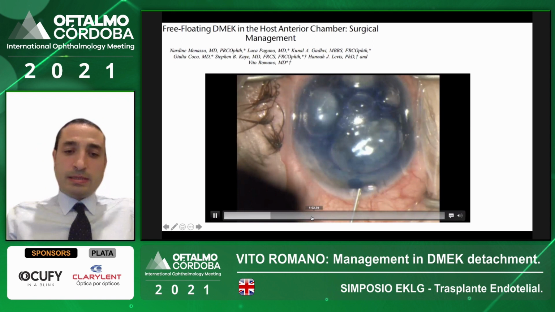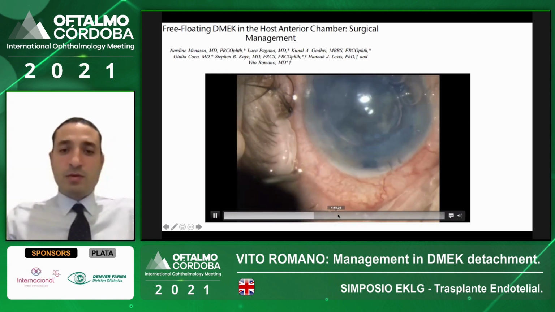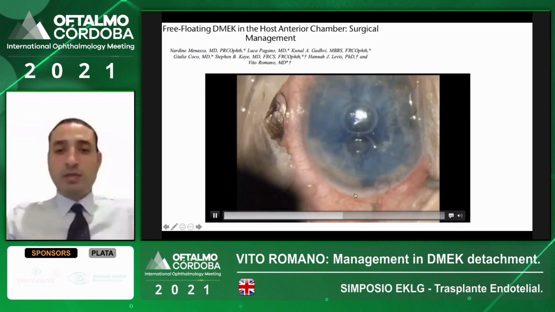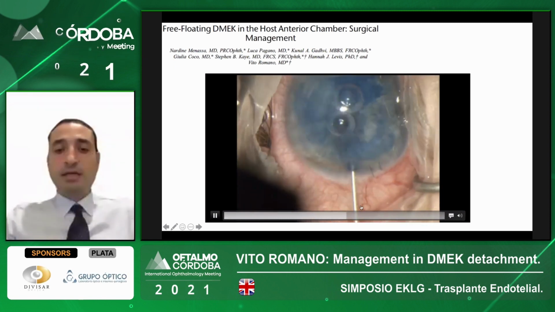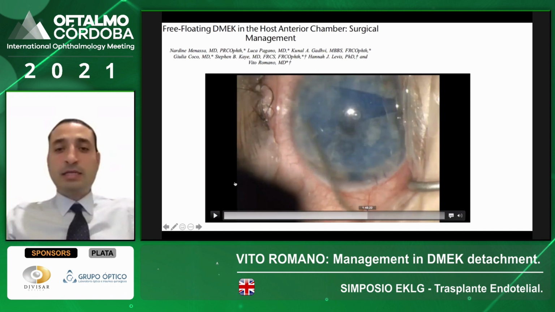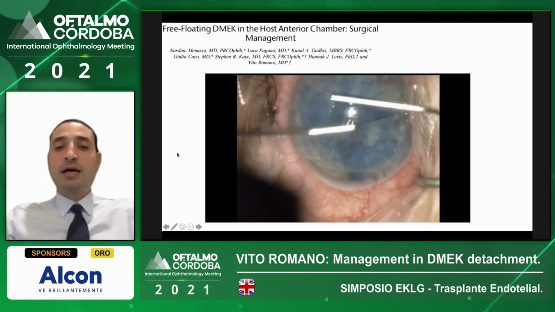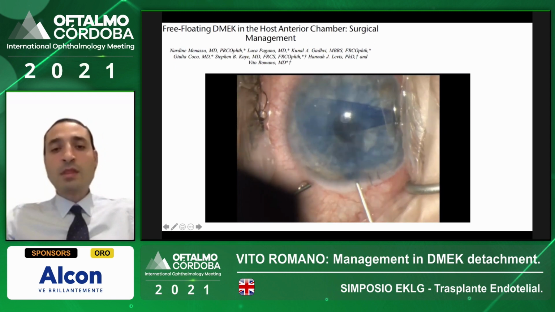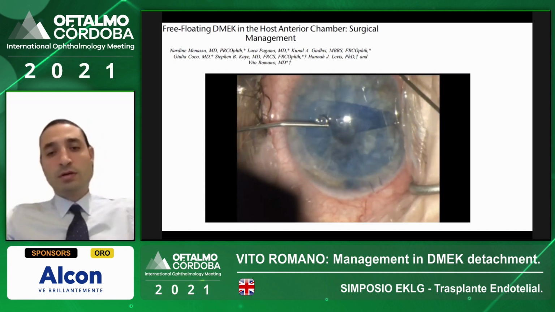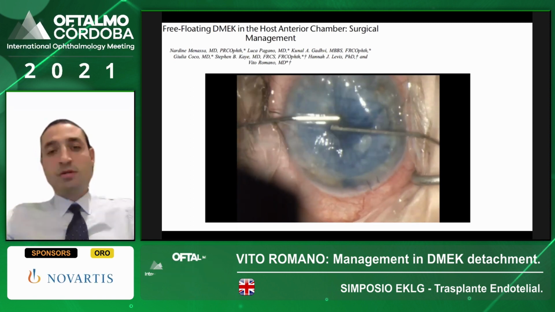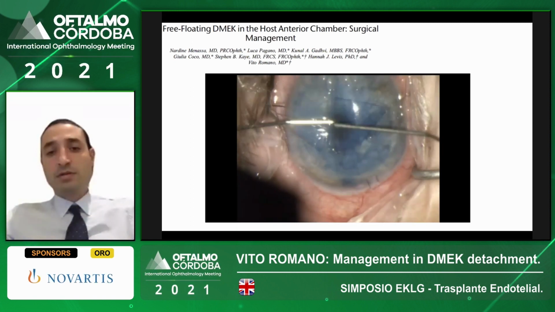For the sake of time, I will go a little bit quicker here, and you will see the graft here. Here we are. And then, in the standard fashion, you can unfold the tissue. So you reduce the anterior chamber depth, removing the aqueous or the BSS.